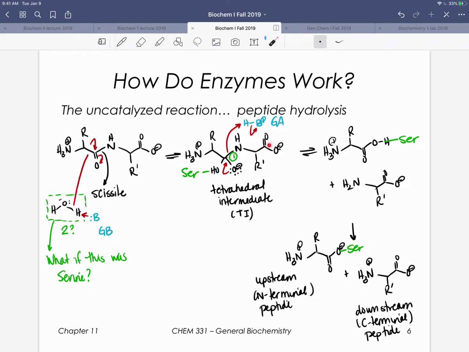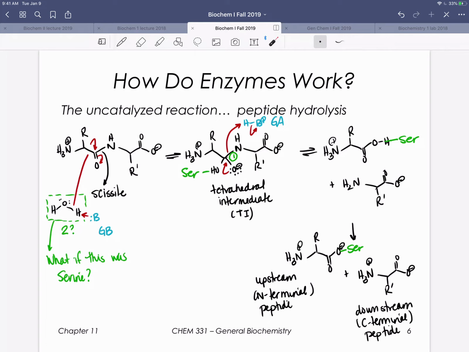We'd still need to see protonation of this leaving group here, but decomposition of the tetrahedral intermediate will now have not a hydroxyl group here, but serine in our enzyme that's covalently attached to the N-terminal portion of our peptide. The C-terminal portion could then depart, and at this point we're left with an upstream N-terminal peptide that's still covalently attached to our enzyme. The C-terminal peptide can depart.